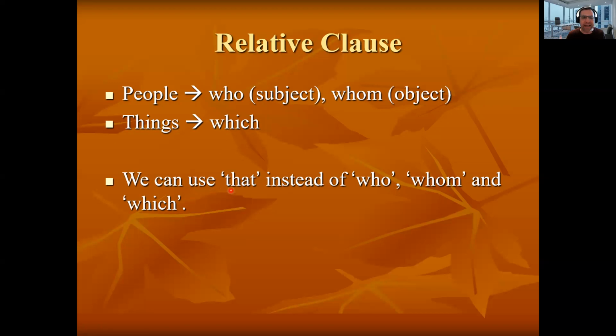We can use that instead of who, whom, and which. So the relative pronoun that I can use for people and things. However, I want you to avoid, limana, using that. For things, use which, and for people, for now, use who. And I will teach you in the next class the difference between who and whom, because I need to teach you the difference between a subject and an object.